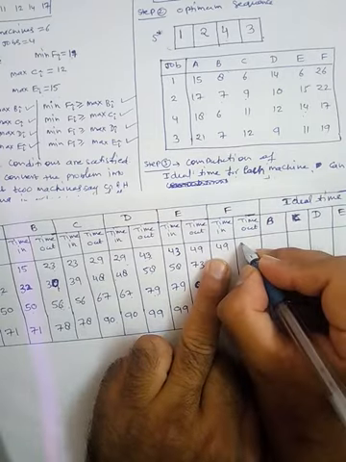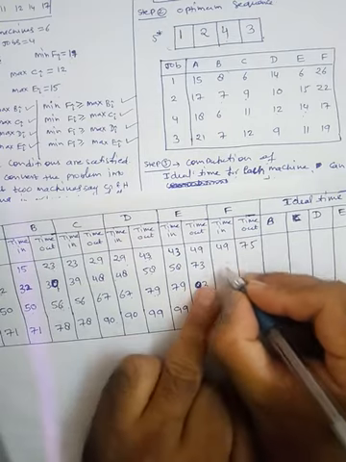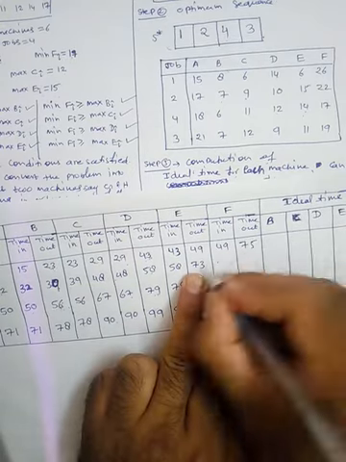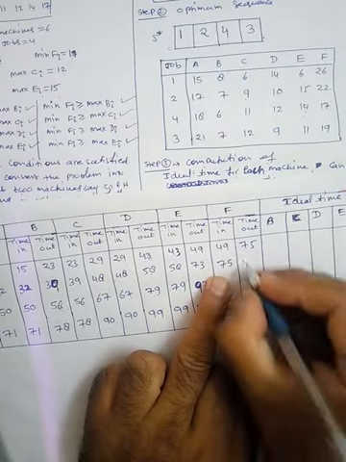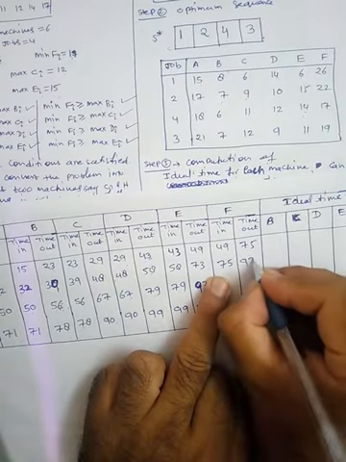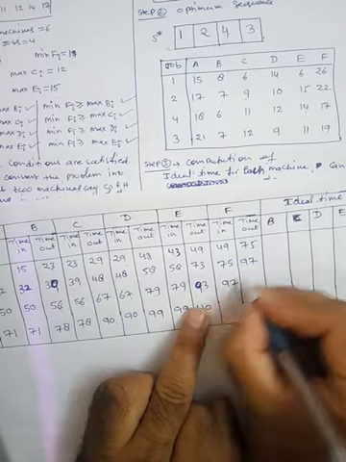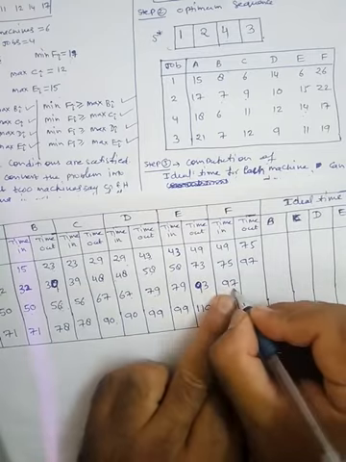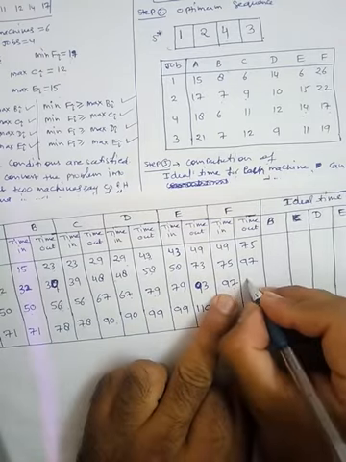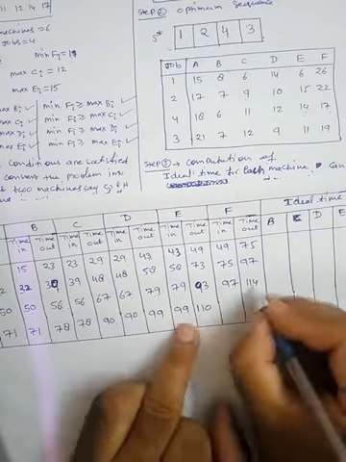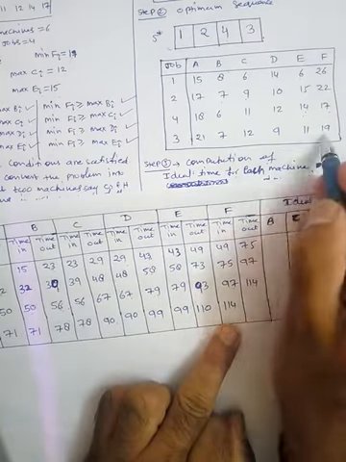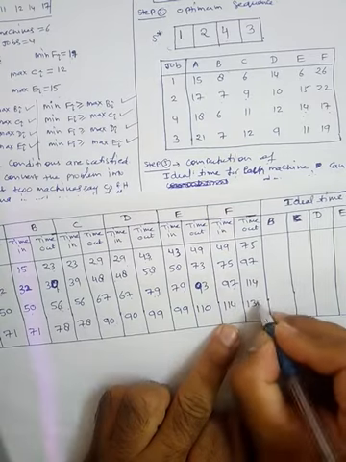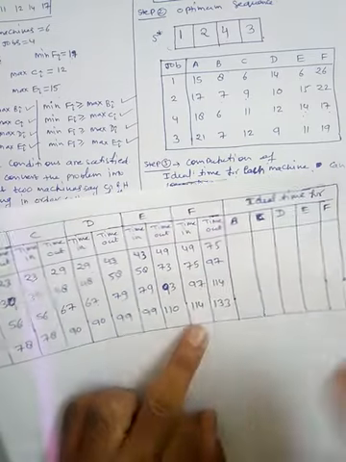So this will be 75. Then 75 is greater than this. So 75. 75 plus 22 is 97. Then 97, because this is greater than this number. 97 and 17 is 114. Then 114 is greater than this number. So 114 and plus 19. 133. So this will be the total time.